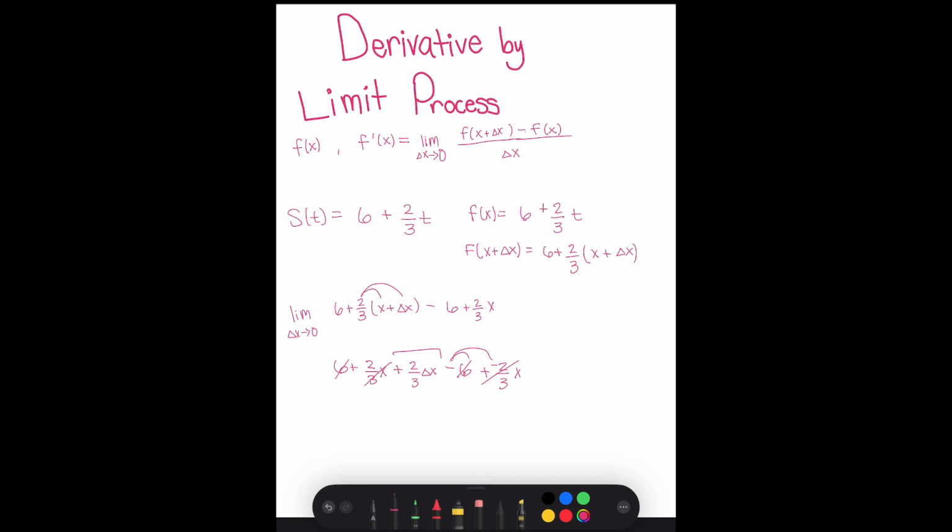So we can simplify and take the limit as delta x approaches 0 of 2 over 3 delta x divided by delta x, or times 1 over delta x. And that's going to cancel out our variable delta x, and it's just going to leave us with the limit as delta x approaches 0 of 2 over 3, and that is equal to 2 over 3.